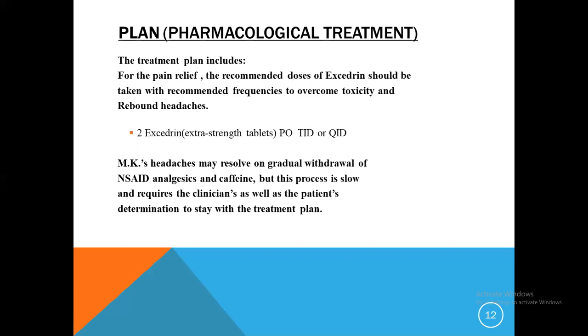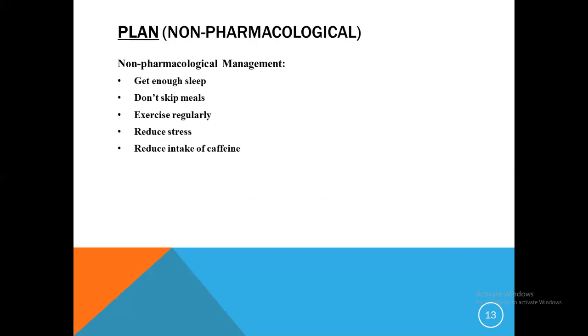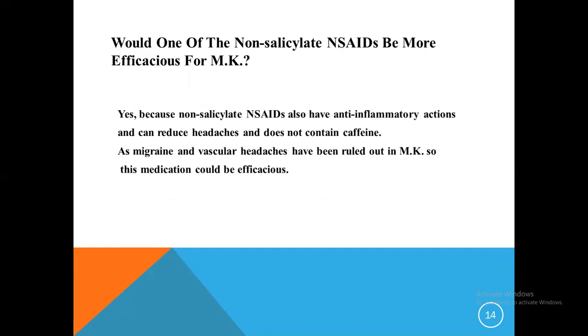MK's headaches may resolve on gradual withdrawal of NSAID analgesics and caffeine, but this process is slow and requires the clinician's as well as the patient's determination to stay with the treatment plan. So this is a little bit slow treatment plan, but it is the most effective for rebound headaches. Now, the non-pharmacological plan includes that the person should get enough sleep, should not skip meals, exercise regularly, reduce stress, and reduce intake of caffeine.